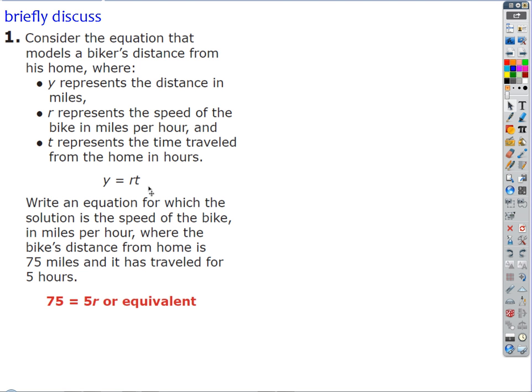So here's the equation that gives us the relationship, and all they're asking us to do is write an equation. It doesn't even say a simplified equation, for which the solution is the speed of the bike in miles per hour, where the bike's distance from home is 75 miles, so that's Y, isn't it? And it has traveled for 5 hours, so T is 5. All I got to do is plug in 75 for Y and 5 for T, and that's the answer. That's an equation whose solution, if I solve it, I'm going to solve for R, which is speed. I don't even have to solve for R. I could, but I don't have to, right? Make sense?